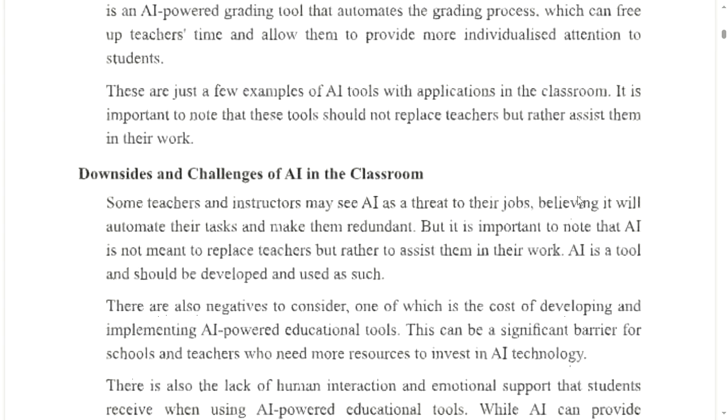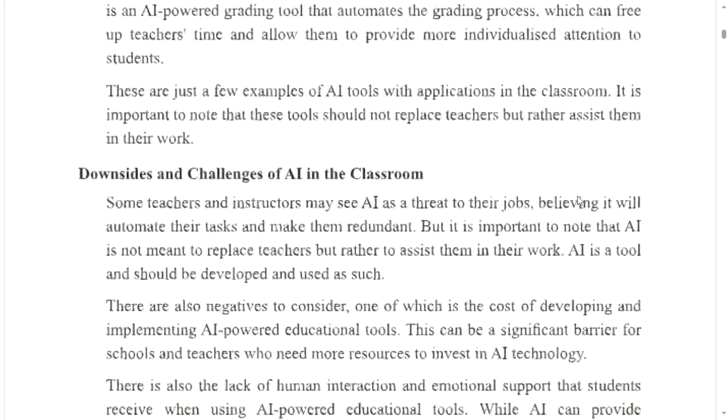There are also negatives to consider, one of which is the cost of developing and implementing AI-powered educational tools. This can be a significant barrier for schools and teachers who need more resources to invest in AI technology.